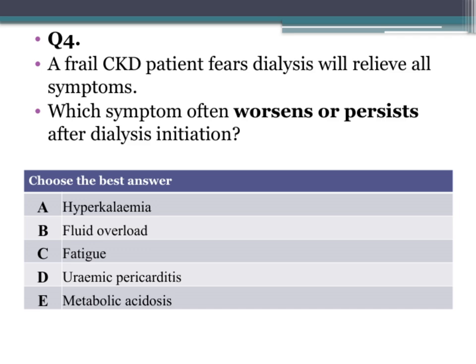So the correct answer here is D, uremic pericarditis, because it's one of the symptoms that can persist or even worsen after dialysis, especially if not treated promptly. Understanding this helps us appreciate the complexity of symptom management in CKD patients and the importance of a holistic approach to their care.